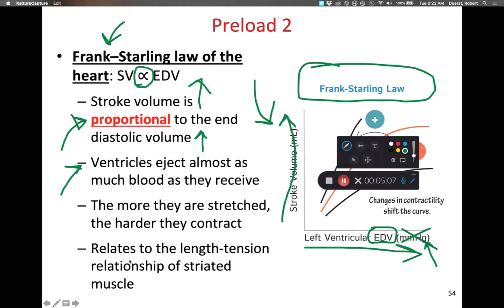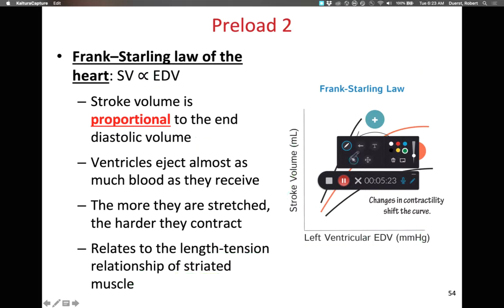Now, this tension-length relationship also corresponds to skeletal muscle tissue, but not quite as strongly, just because of some structural differences between the sarcomeres of a cardiomyocyte compared to the sarcomeres of a skeletal muscle fiber.